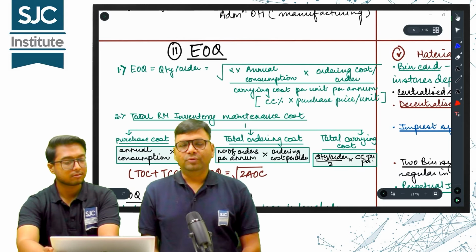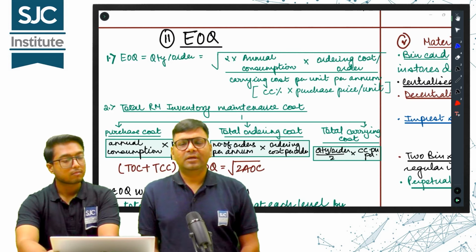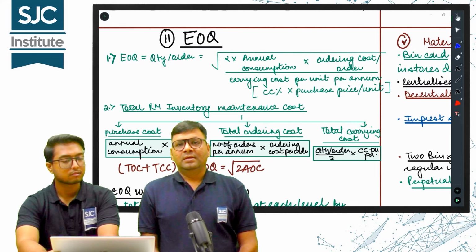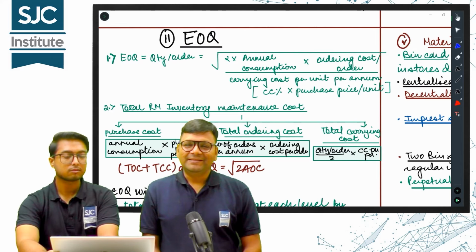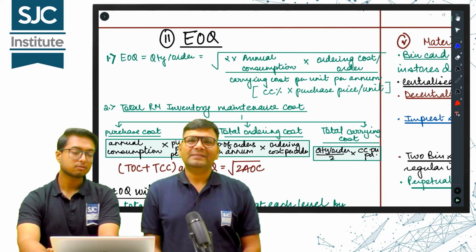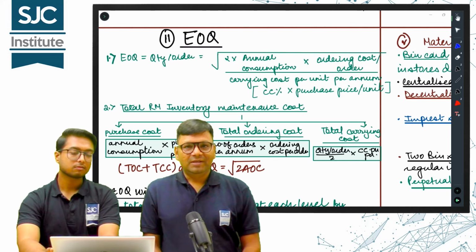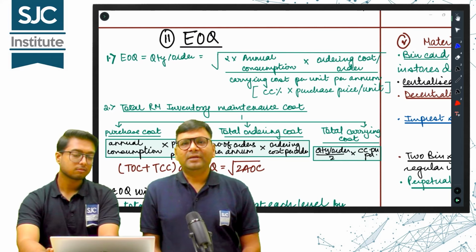Next is EOQ, economic order quantity. That is the quantity which when ordered would minimize total raw material inventory maintenance cost. The formula to calculate EOQ is root over 2AO by C. A means annual consumption, O means ordering cost per order, C means carrying cost per unit per annum. To calculate carrying cost per unit per annum, we do carrying cost percentage per annum multiplied by purchase price per unit. The second is total raw material inventory maintenance cost.